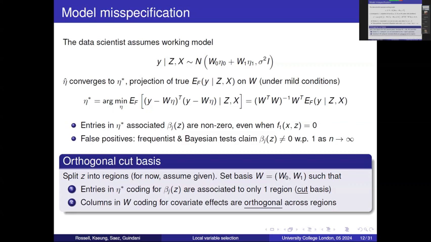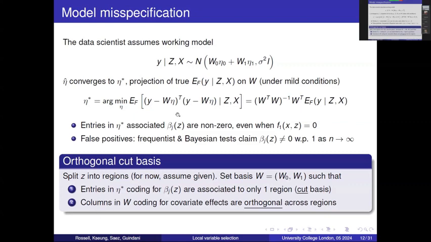So what we would like to do is to modify the problem in such a way that two things happen. First, this asymptotic eta star is guaranteed to contain zeros in the right places. And second, I need to prove that the estimation procedure is going to converge to the asymptotic solution. So these are the two pieces.